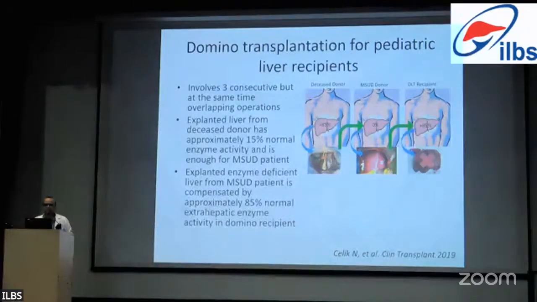Another interesting concept is the domino transplant for pediatric liver recipients. This involves 3 consecutive but at the same time overlapping operations. An explanted liver from a deceased donor has approximately 15% normal enzyme activity, which is enough for MSUD patients. The explanted enzyme-deficient liver from the MSUD patient is compensated by approximately 85% normal extrahepatic enzyme activity in domino recipients. Though this is not exactly for the benefit of these patients, the MSUD grafts can be used as domino grafts for the benefit of other patients.